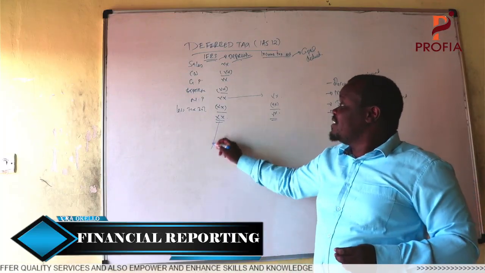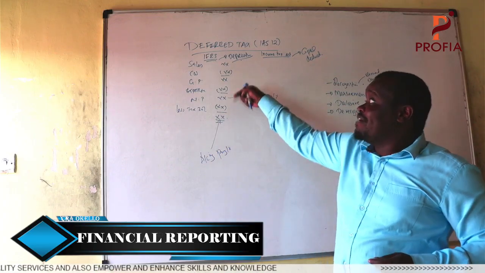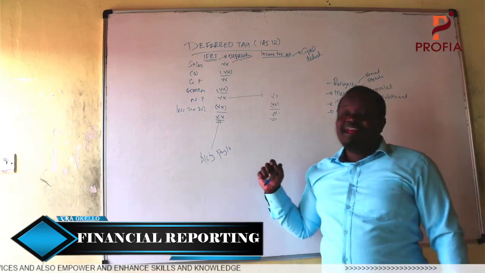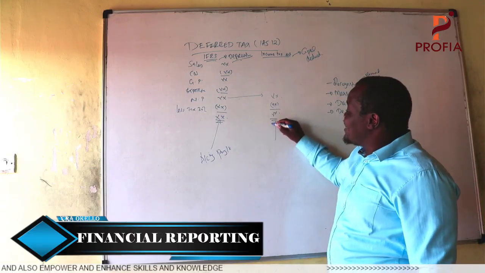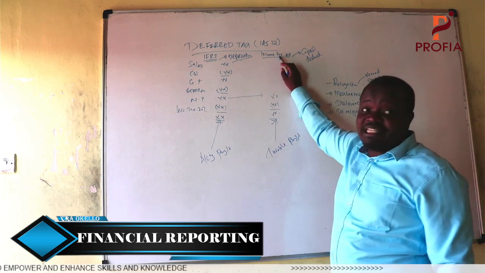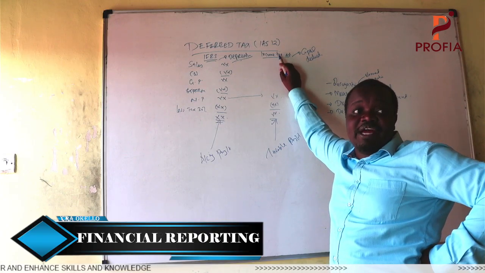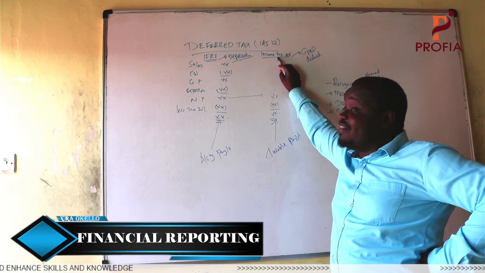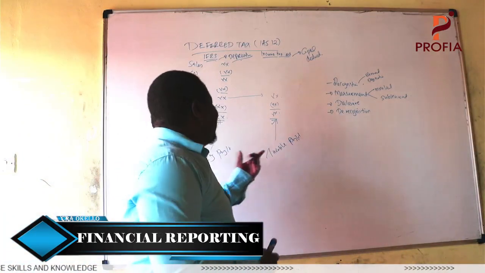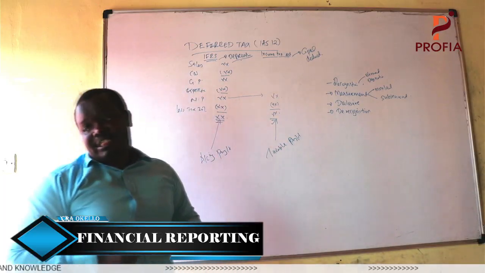So in short, there are two profits here. The first profit is what I call accounting profit, because I have calculated it using the accounting standards. Okay? The second profit is called taxable profit, because I have calculated it using the standard set out by the Commissioner of Domestic Taxes. Tumepata your difference. So the difference between this and this is what is going to give us something called deferred tax. So we can write something.